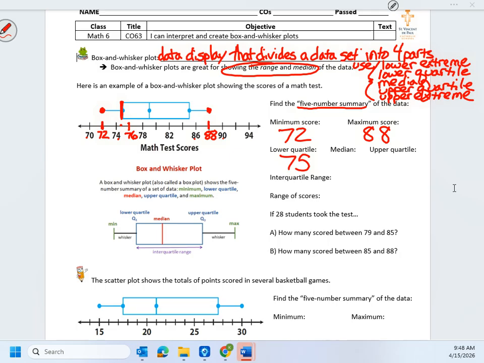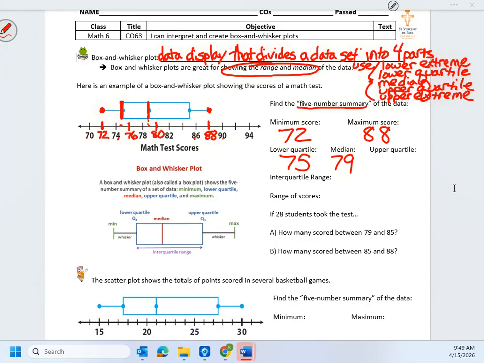Our median, we know when we do mean, median, and mode, median's the middle, and it still means middle. So we look for the middle of our box for the median. What score would be our median score, Matt? 79. Because we know between 78 and 82 is 80. And that median comes in the middle of 78 and 80, so it's 79.